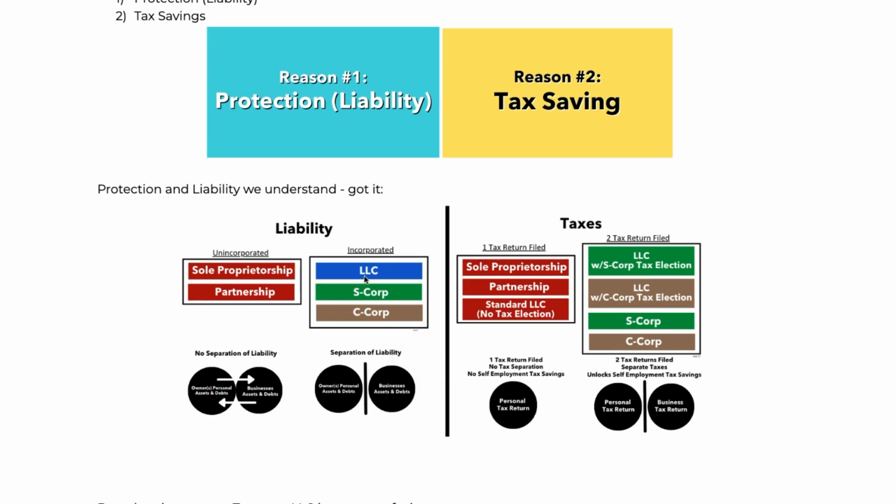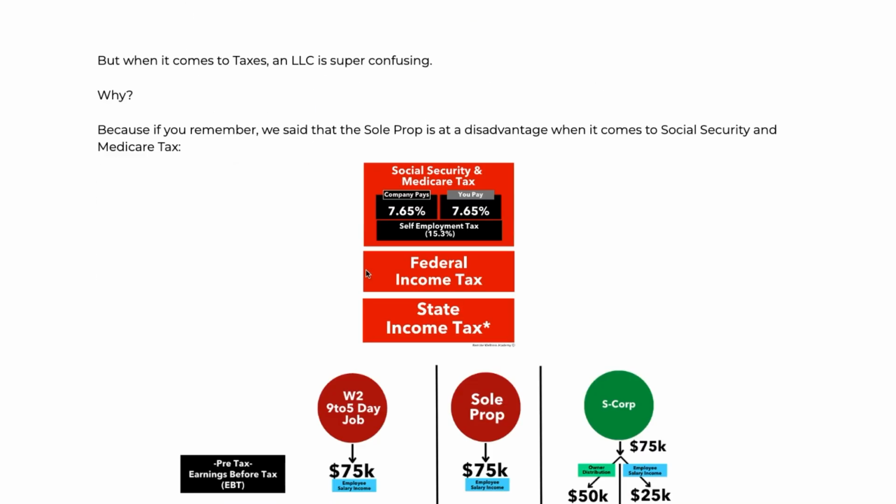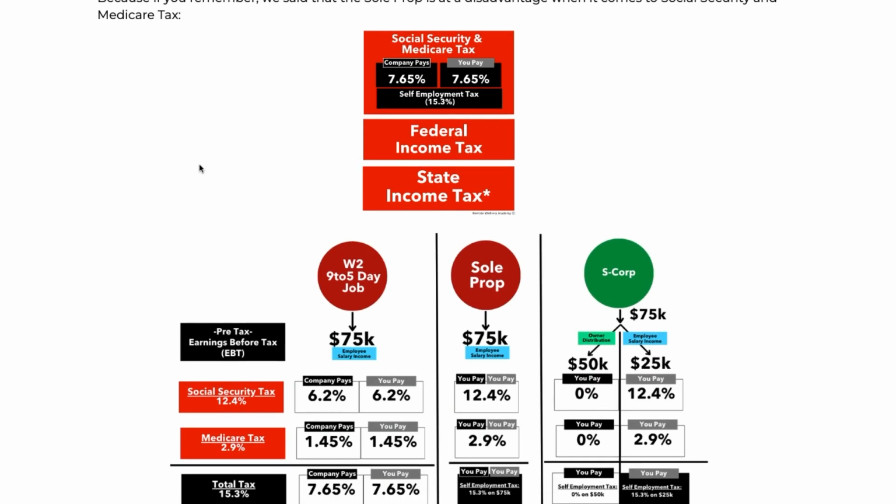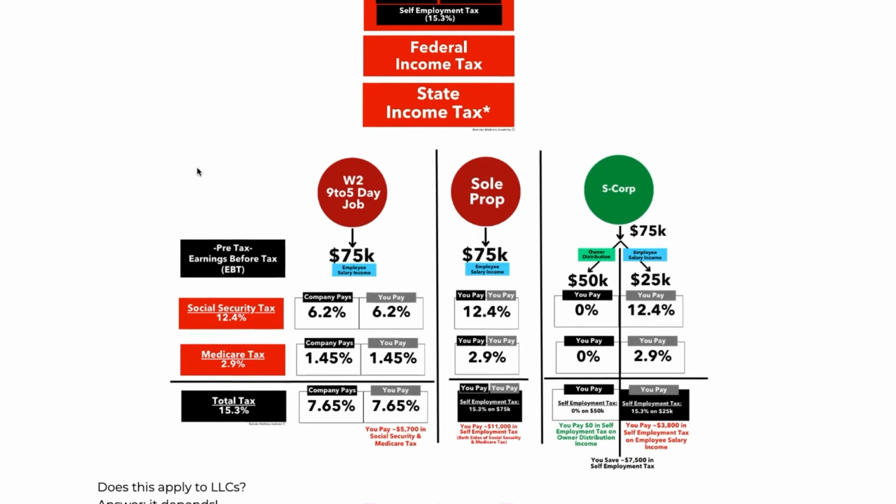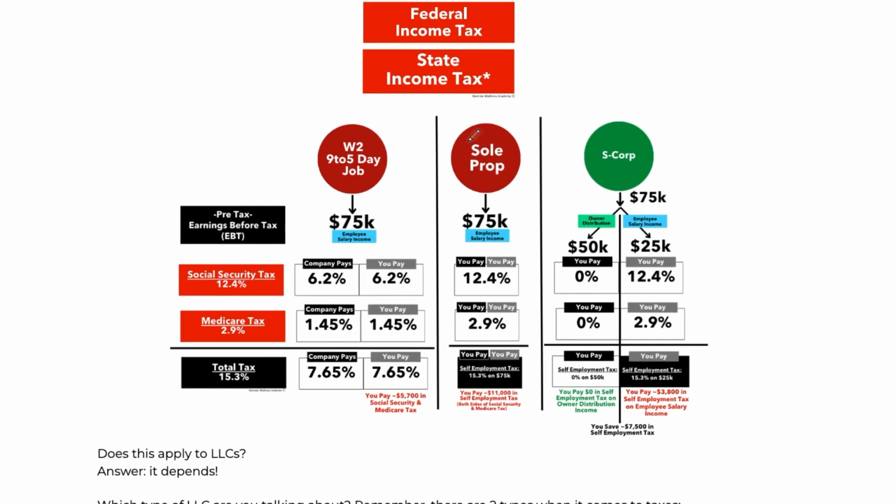But now when it comes to taxes, like we talked about, this is where it is confusing because the sole prop, like we said in the previous training, is at a disadvantage, right? Do you remember we talked about this whole Social Security, Medicare tax thingamajig? We said, yo, the sole prop, no bueno when it comes to making substantial money. So when you start making $50,000, $70,000, $100,000 a year, you being a sole prop is messing you up because you're having to pay double taxes.